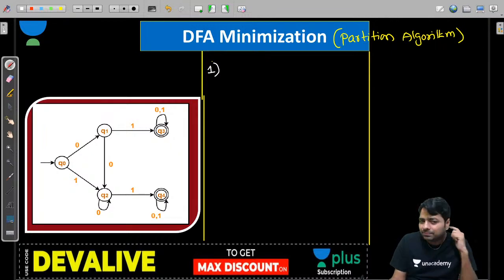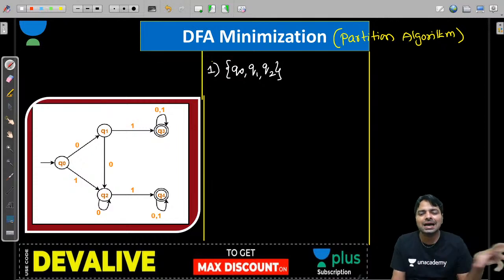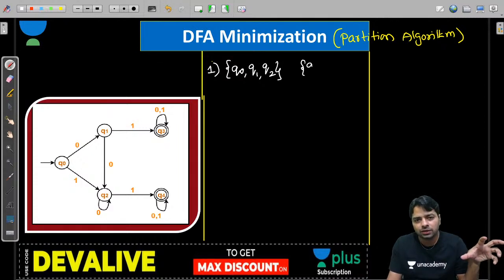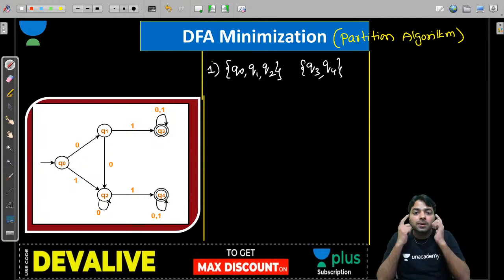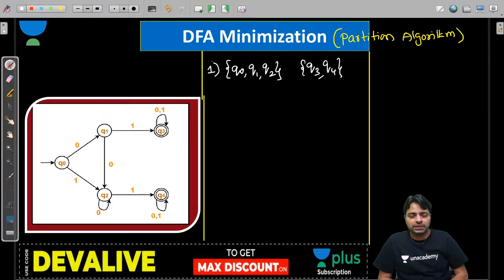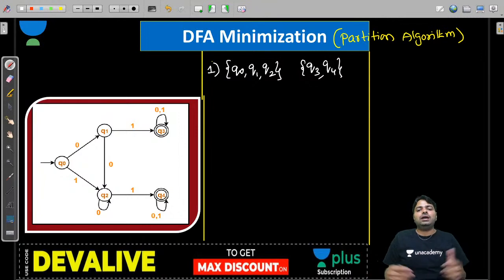Now, Q0, Q1 and Q2, these 3 are non-finals, and Q3, Q4 are finals. And why is this a partition? Why is this a partition? Because given the set of states, we have divided into 2 subsets. When you do the union, you will get all the states. When you do the intersection, you will get empty.